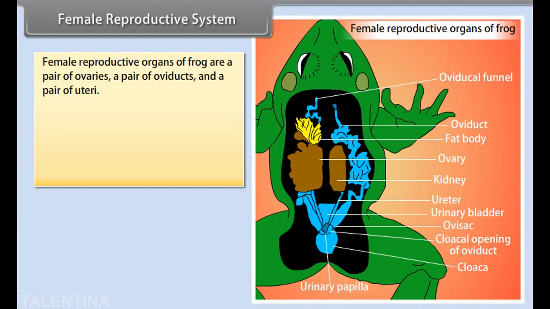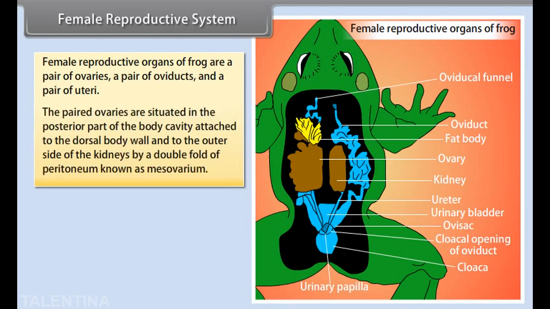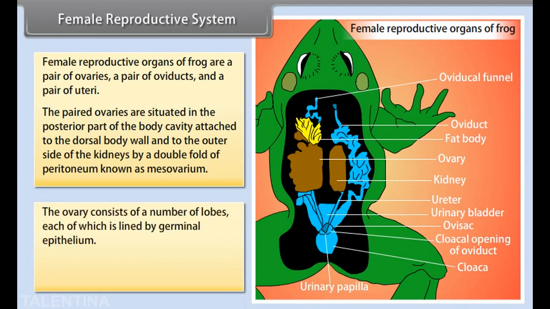Female reproductive system. Female reproductive organs of frog are a pair of ovaries, a pair of oviducts, and a pair of uteri. The paired ovaries are situated in the posterior part of the body cavity, attached to the dorsal body wall and to the outer side of the kidneys by a double fold of peritoneum known as mesovarium. The ovary consists of a number of lobes, each of which is lined by germinal epithelium. The oviducts are two very long and convoluted tubes of thick walls. The oviduct is distinguished into three regions.